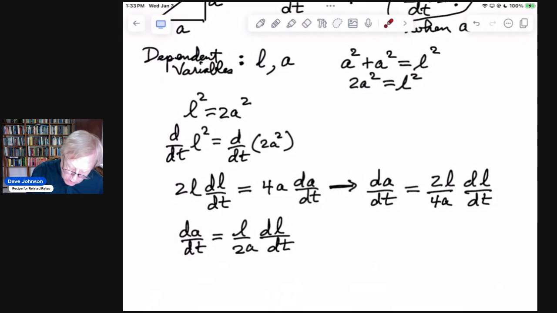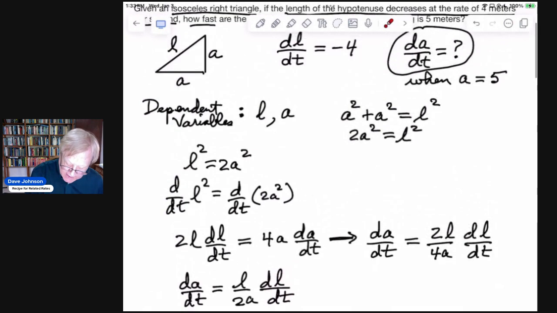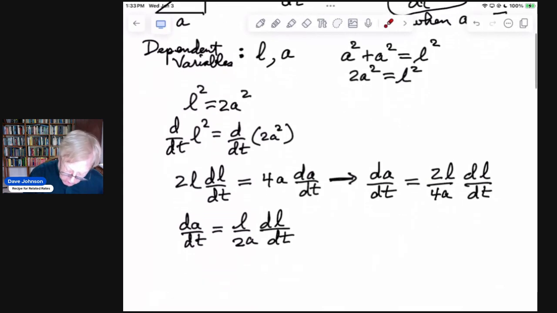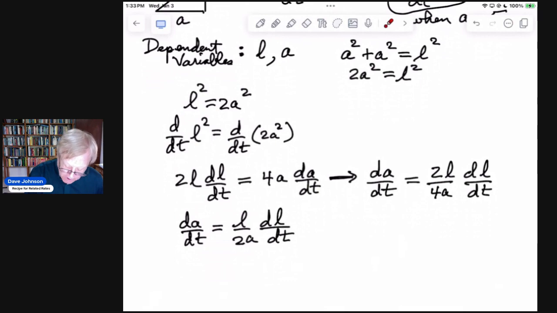Now we know the dL/dt, we're given that, that's -4. We also know that at this point, A is 5. Now, you cannot plug A in before you do the derivatives because that would just make it wrong. You'd end up with zeros where you don't want them because at that point, A would be a constant. But at this point, we've done the derivative, so we can plug in A, but we're not quite there yet because we need to figure out what L is. So let's go ahead and solve this equation for L.